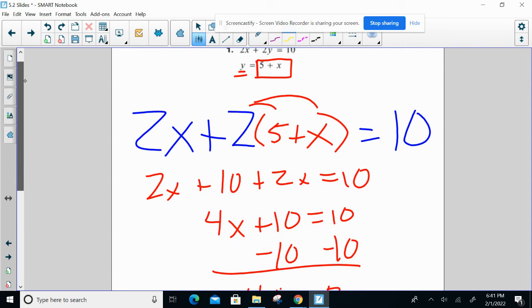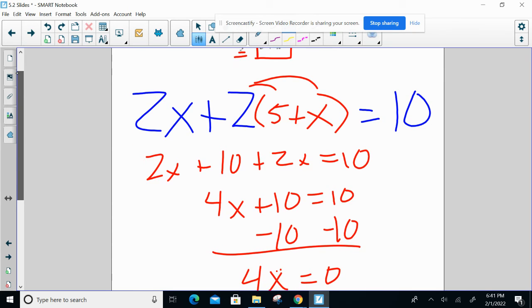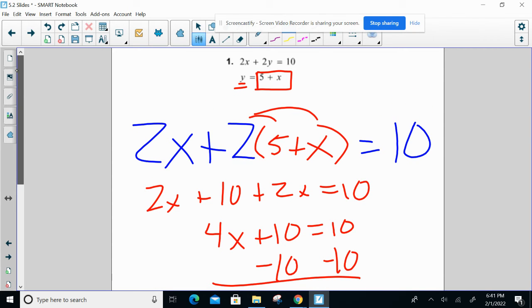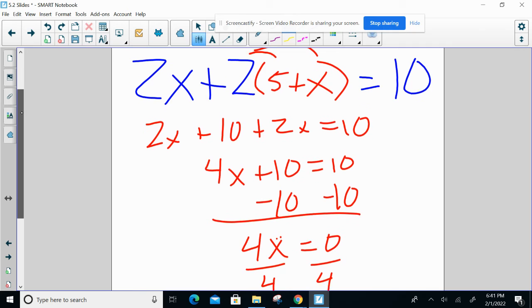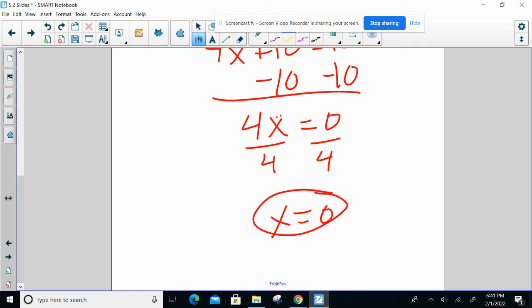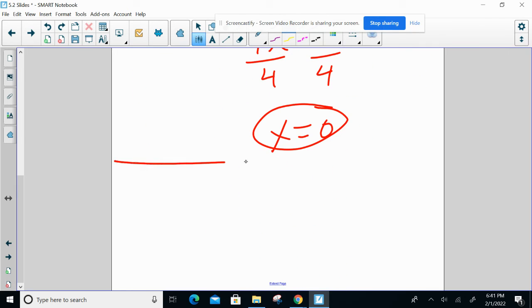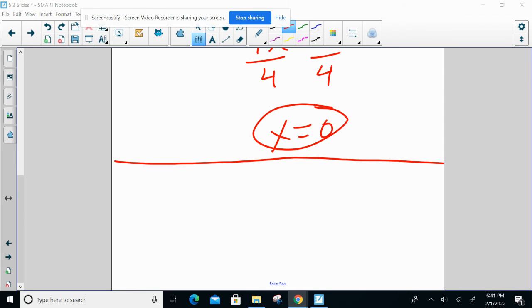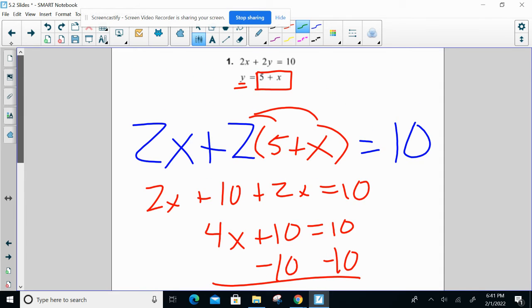I'm going pretty fast. Feel free to pause. But by substituting that 5 plus x into the other equation, everything's in one variable, we find x equals 0. Then we need to plug this back in and solve for y. We want to find the point where these two things meet. And I think it's x plus 5, right? Or 5 plus x, same thing. I'd pick that one to plug into.